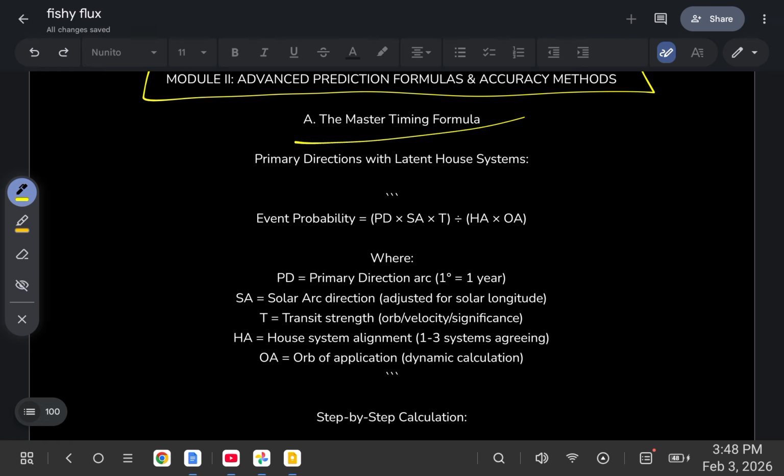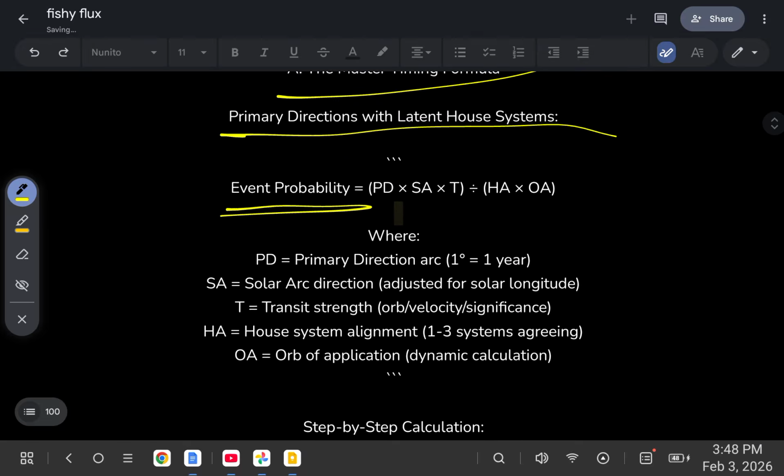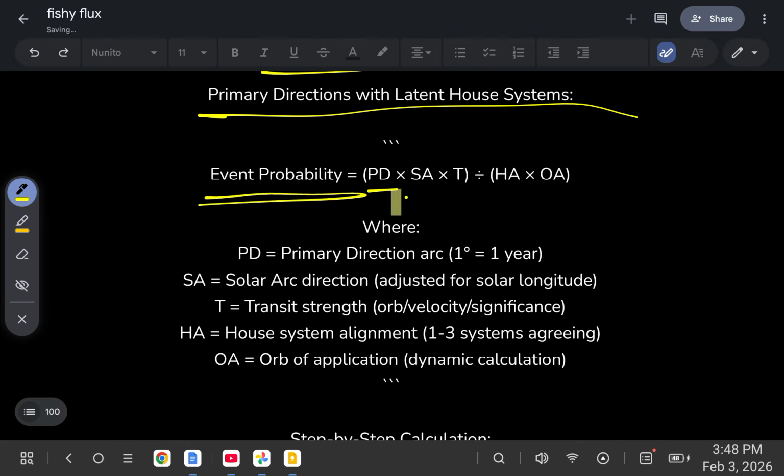So the master timing formula that I've used is primary directions with Latin house systems. And what does that mean? Well, event probability equals PD multiplied by SA multiplied by T divided by HA multiplied by OA. Well, what the hell is all that? Well, PD equals what? Primary direction arc. 1 degree equals 1 year.